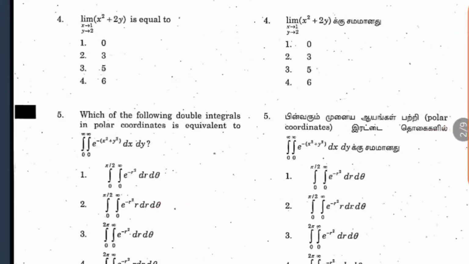Question number 4: limit x tending to 1 and y tending to 2, x squared plus 2y is equal to what? So here you can directly apply the values of x and y. So instead of x it is 1. So 1 plus 2 into 2, so it is 4. So 1 plus 4, 5. Option 3 will be your answer.